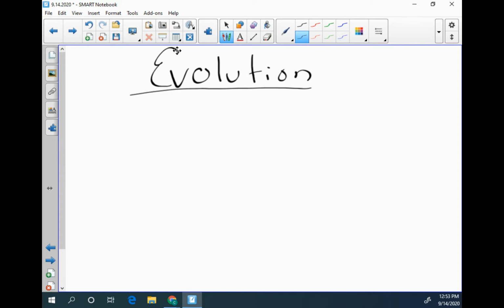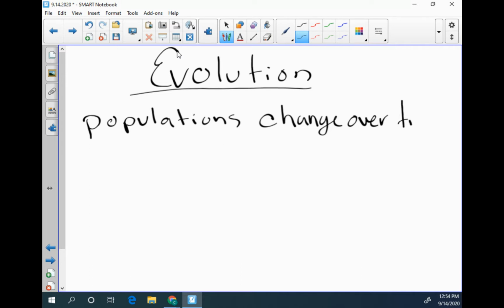So, populations change over time. Now, one of the main misconceptions when it comes to evolution is at which level that change happens.